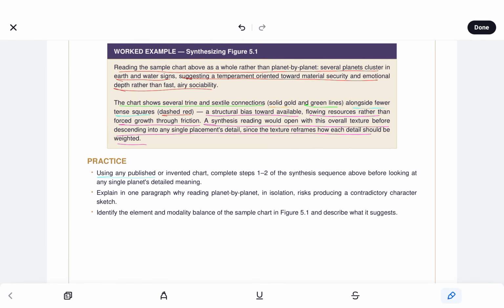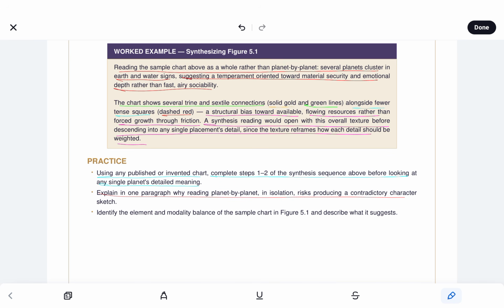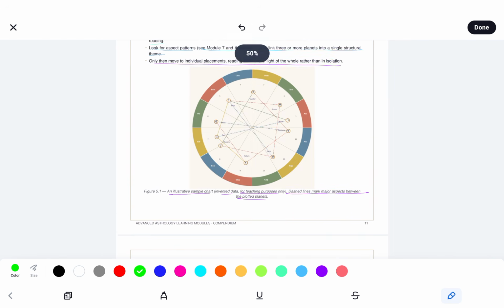And we see, using any published or invented chart, complete steps 1 through 2 of the synthesis sequence above before looking at any single planet's detailed meaning. Explain in one paragraph why reading planet by planet in isolation risks producing a contradictory character sketch. Identify the element and modality balance of the sample chart in figure 5.1 and describe what it suggests.